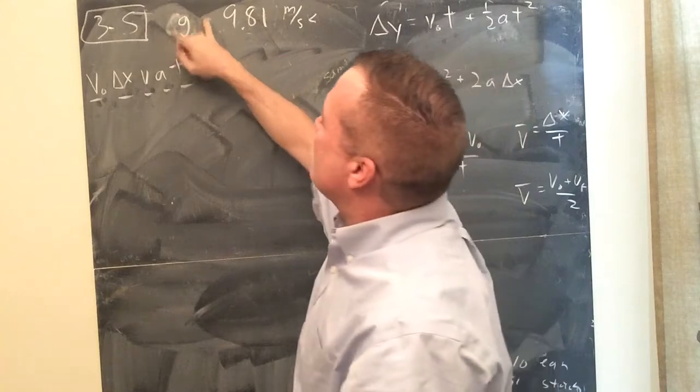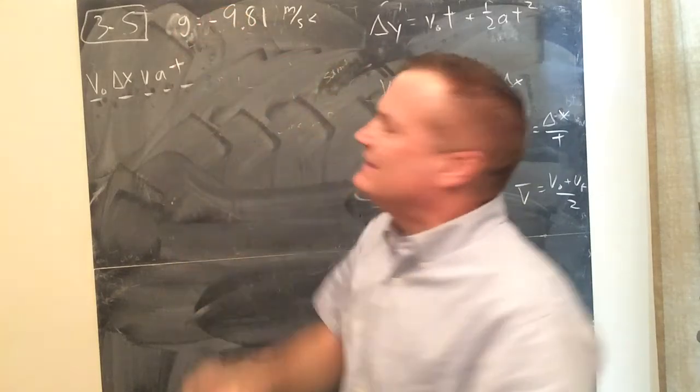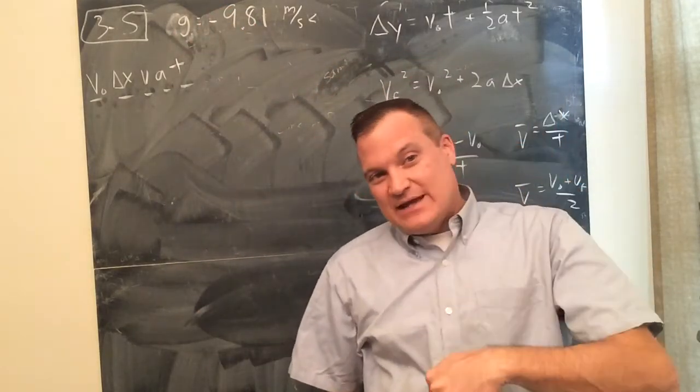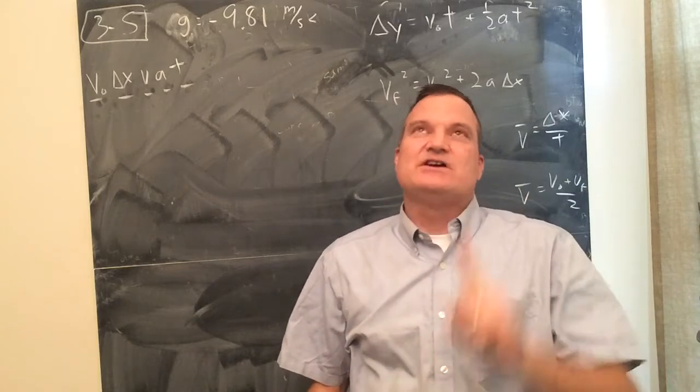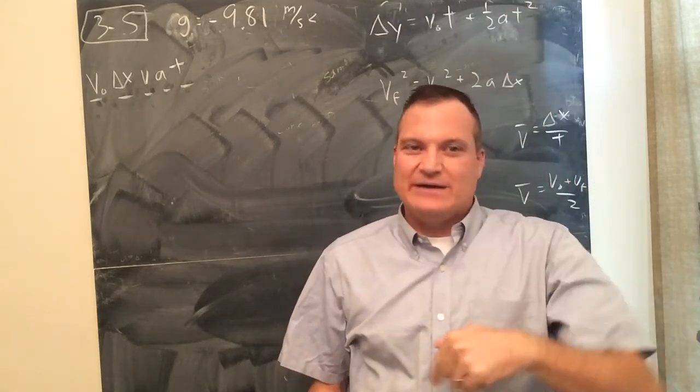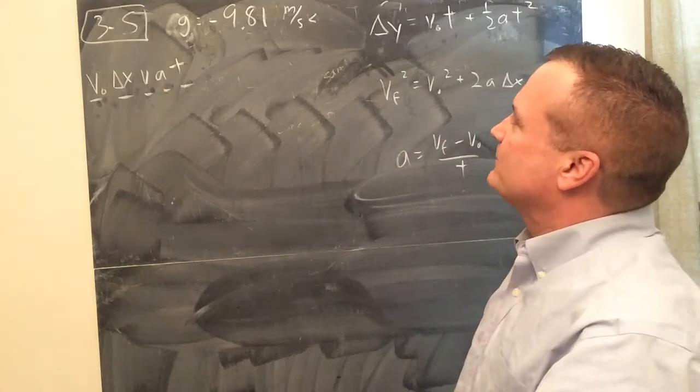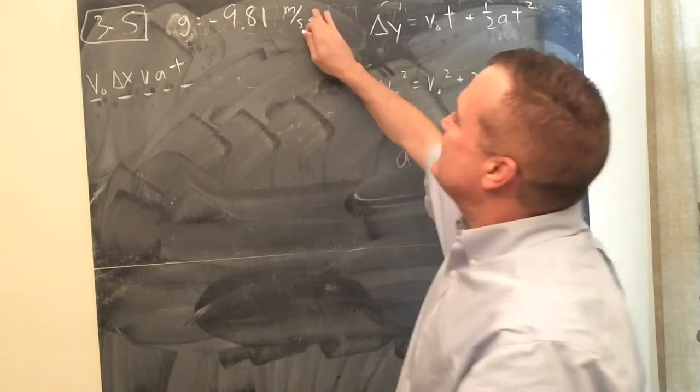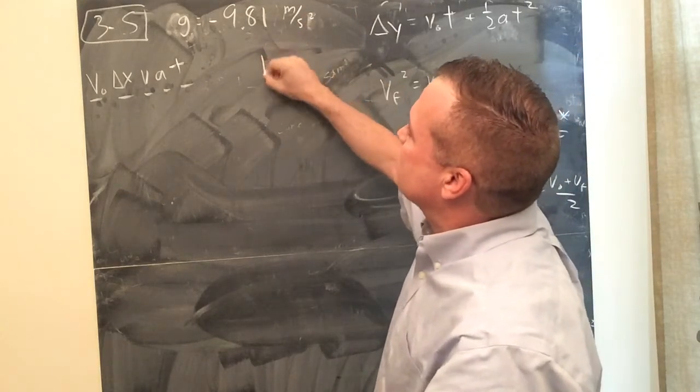And by the way, gravity's acceleration is always negative, if you're going to let down be negative, which I usually do. Usually up is positive, down is negative, and so it's negative 9.81 meters per second squared. It's almost 10 meters per second squared. It's about 10.